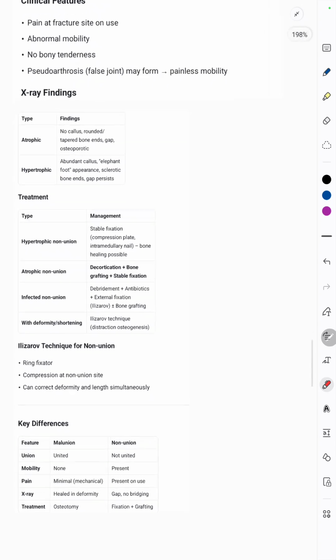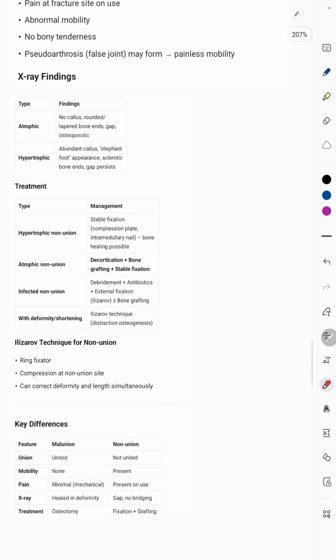Then the treatment. If it is hypertrophic non-union, then stable fixation is required with the help of a compression plate or an intramedullary interlocking nail. In case of atrophic non-union, the osteoporotic bone should be cut, there should be decortication, and a bone graft should be used for stable fixation. In case of infected non-union, debridement should be done, antibiotics are given, and external fixation with Ilizarov's technique.